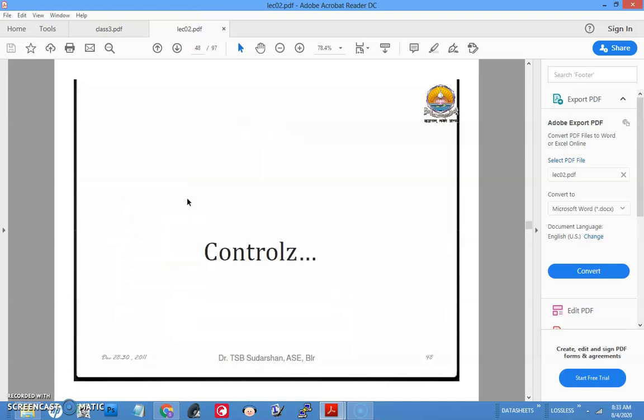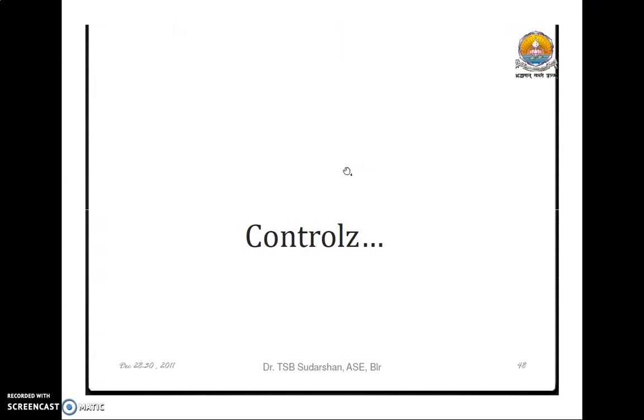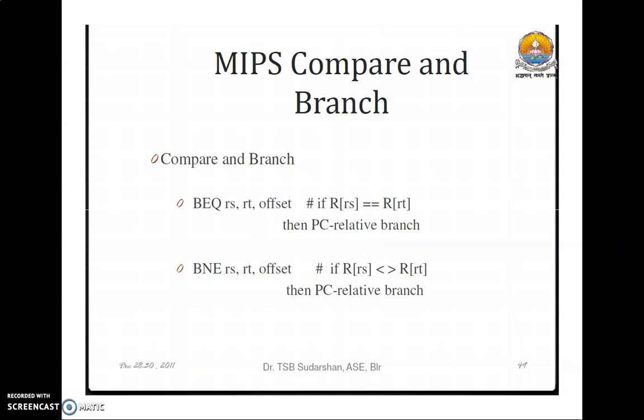Next, let us look at the ways in which control instructions, or instructions that change the flow of control, are working. We have compare and branch instructions. They all rely on the PC value to find the target address. This type of addressing is known as PC relative branches.